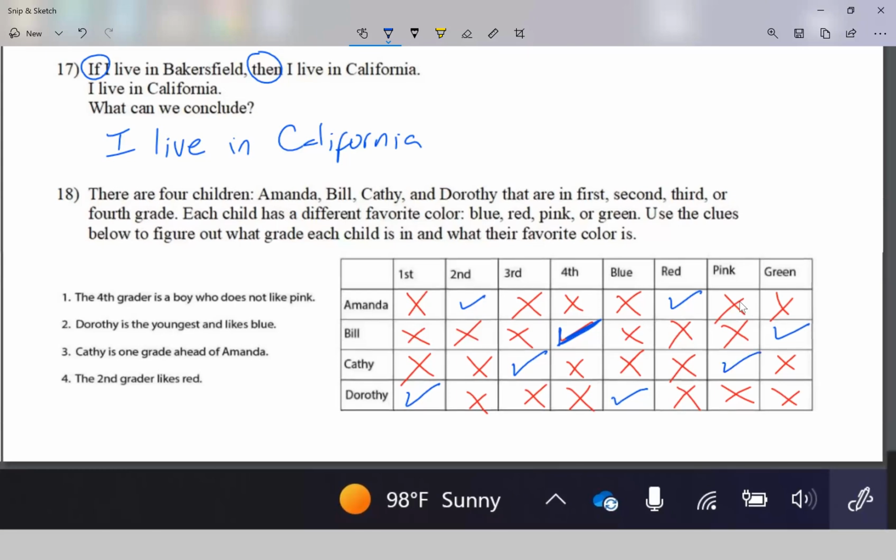So see how based on that information, I was filling things out. Now in your homework, I might ask something like, what color does Amanda like? Well, red. I could ask you, what grade is Kathy in? 3rd grade. So I'm gonna give you guys statements. I'm gonna have you guys fill out the table, and then I will ask you 1 question from the table.